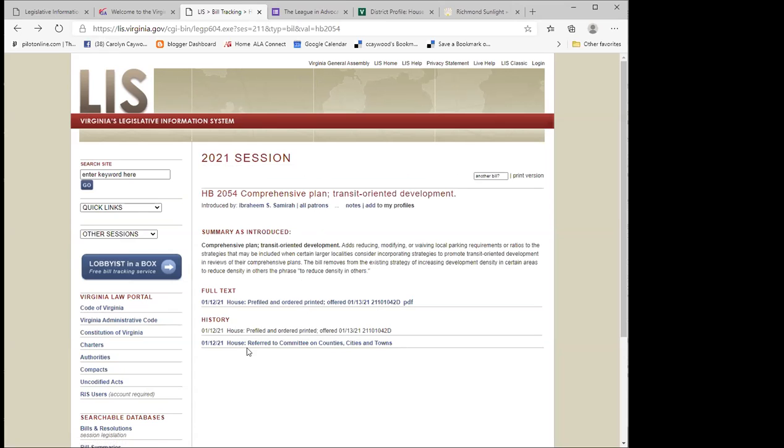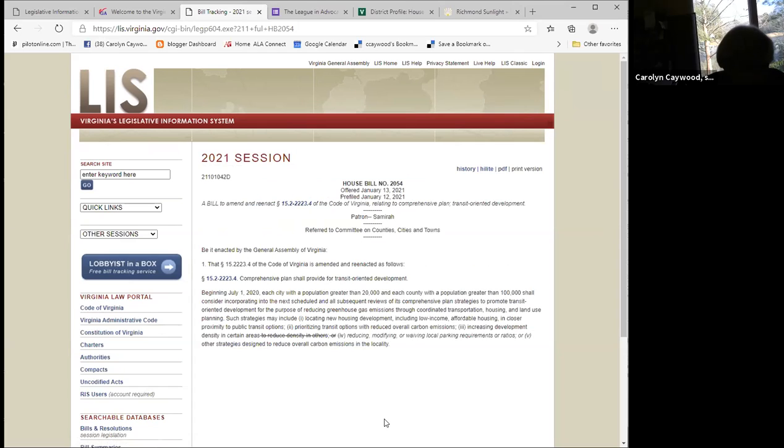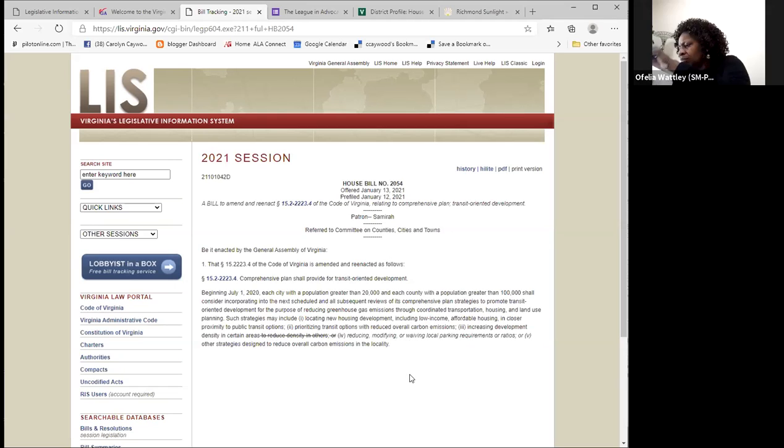Show us the full text and so on, please. It's pretty short. All he's doing is saying, eliminate the phrase "to reduce density in others" and change it to "reducing, modifying, or waiving local parking requirements or ratios." That's a bill I would support.